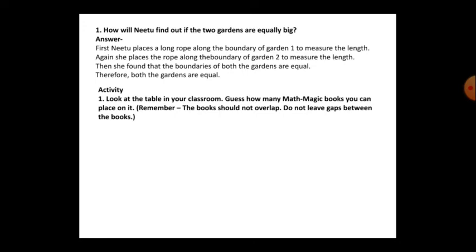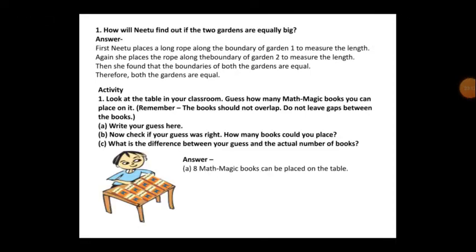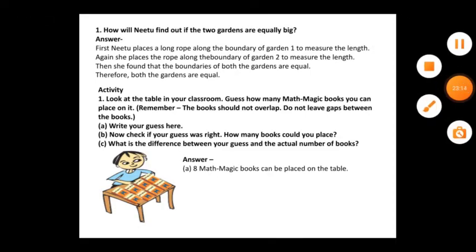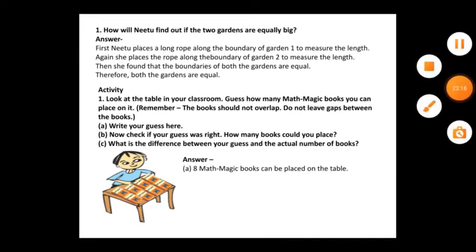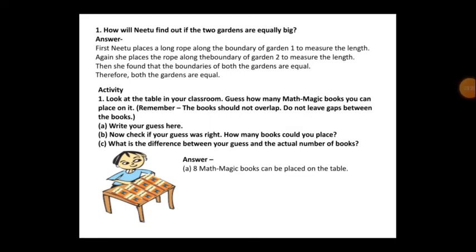Activity. Look at the table in your classroom. Guess how many math magic books you can place on it. See how many math magic books you can place. Write your guess here. And now check if your guess was right. How many books could you place? What is the difference between your guess and the actual number of books?